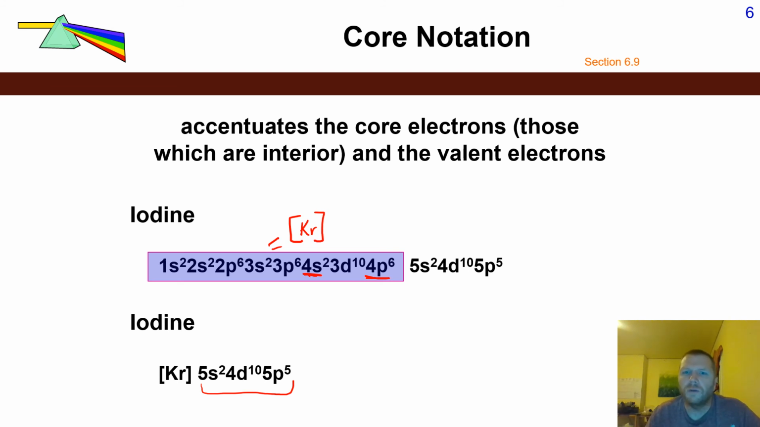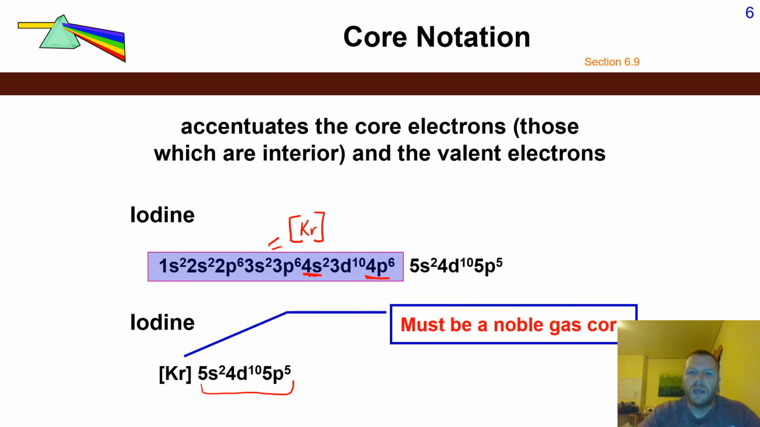So core electron configuration, or your core notation, is where you find the nearest preceding noble gas. In this case, we found krypton, and you put that in brackets, and then you fill in the valence electrons. So you basically have a core plus valence electrons. So the valence electrons for iodine are 5s2, 4d10, 5p5. Now it must be a noble gas that you put in there.